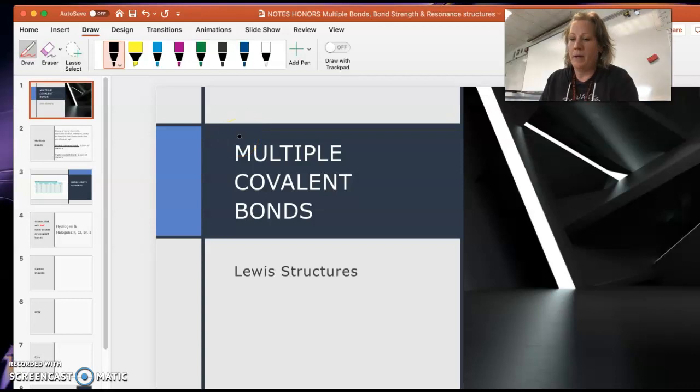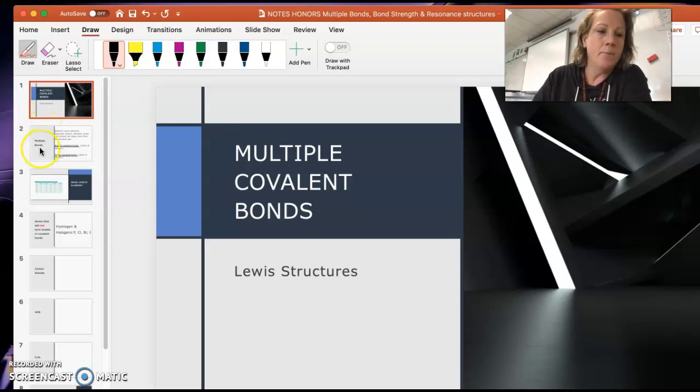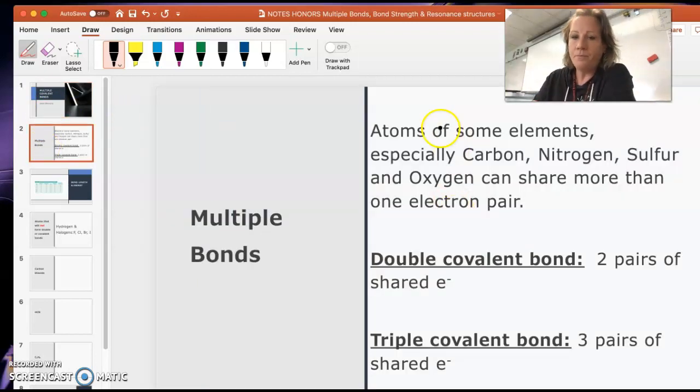This is a video about drawing Lewis structures for compounds that have double and triple covalent bonds. Some elements, particularly these ones I have listed here, can share more than one pair of electrons in a bond. A double covalent bond would be when you have two pairs of electrons between two elements, let's say element X and element Y.